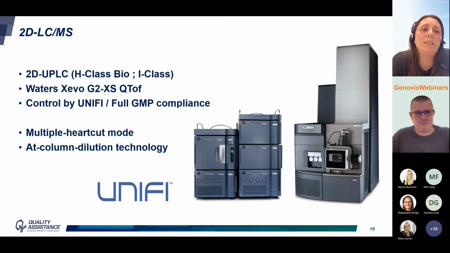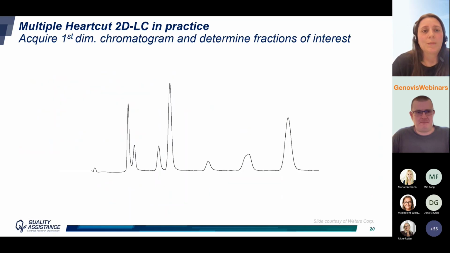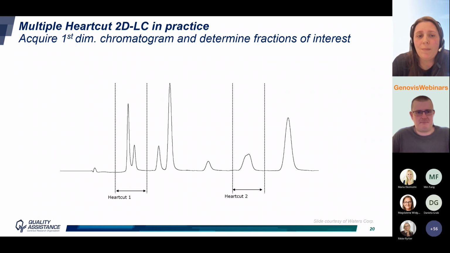So I will introduce here the 2D LC-MS system we have at Quality Assistance. It's different modules from Waters with the Xevo G2-XS, and it's also controlled by UNIFI in GMP compliance. And we have for this the multiple heart-cut mode and the at-column dilution technology. So I will explain this in more detail in the coming slides. So let's discuss how the multiple heart-cut 2D LC works in practice. So this is an example of a first dimension chromatogram. And in this example, we are interested in 2 heart-cuts, 2 fractions from this chromatogram, from this elution that we want to analyze in the second dimension.